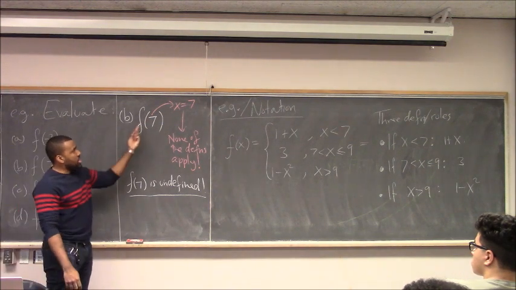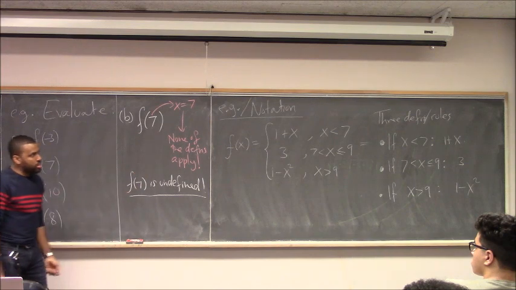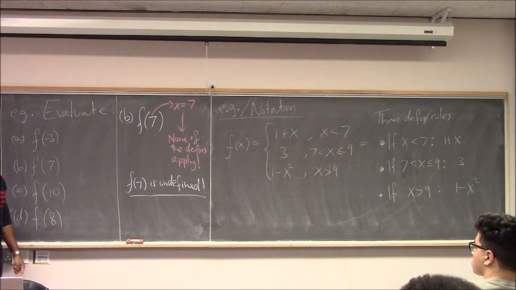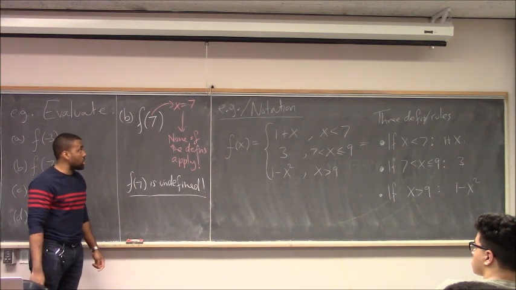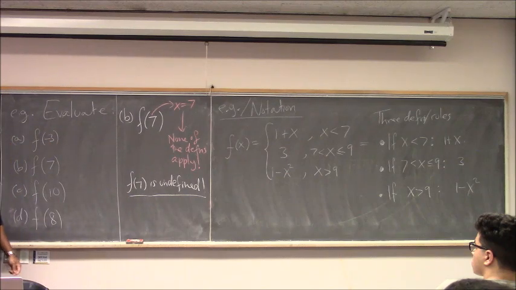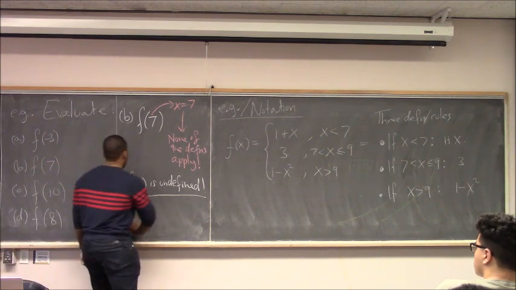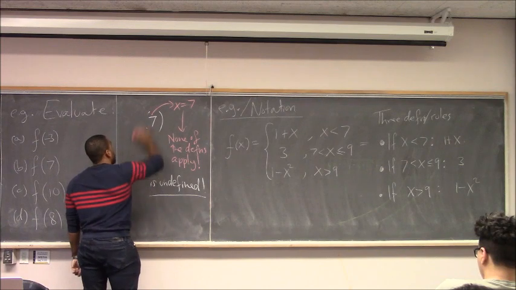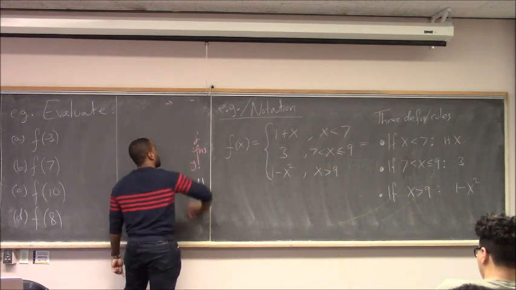So this means you have an input which your function is not defined for. It doesn't understand what to do with that input. There is no rule that covers that particular input. So that would be your f of 7. Similarly, f of 10 would be what?